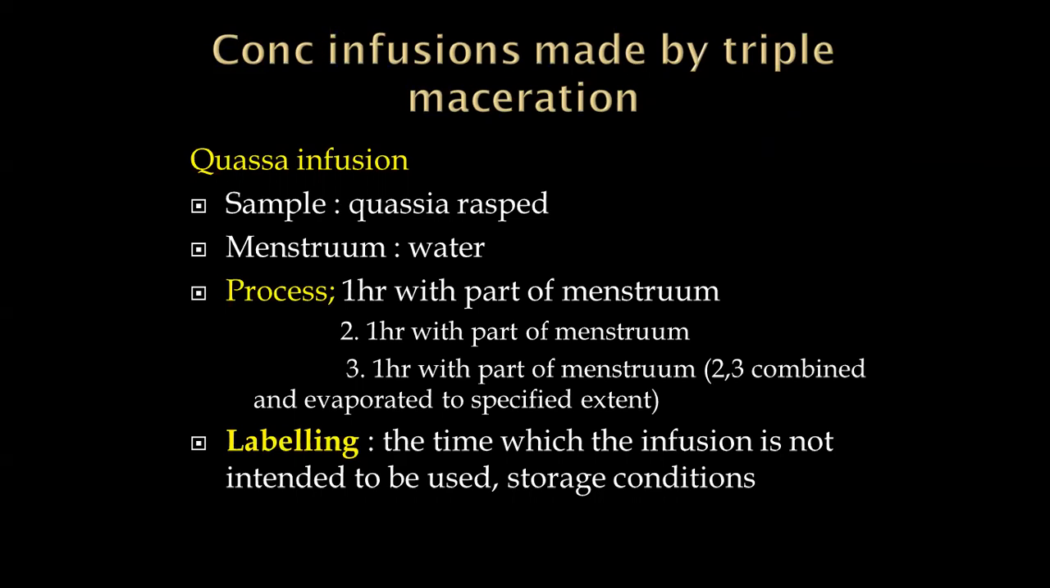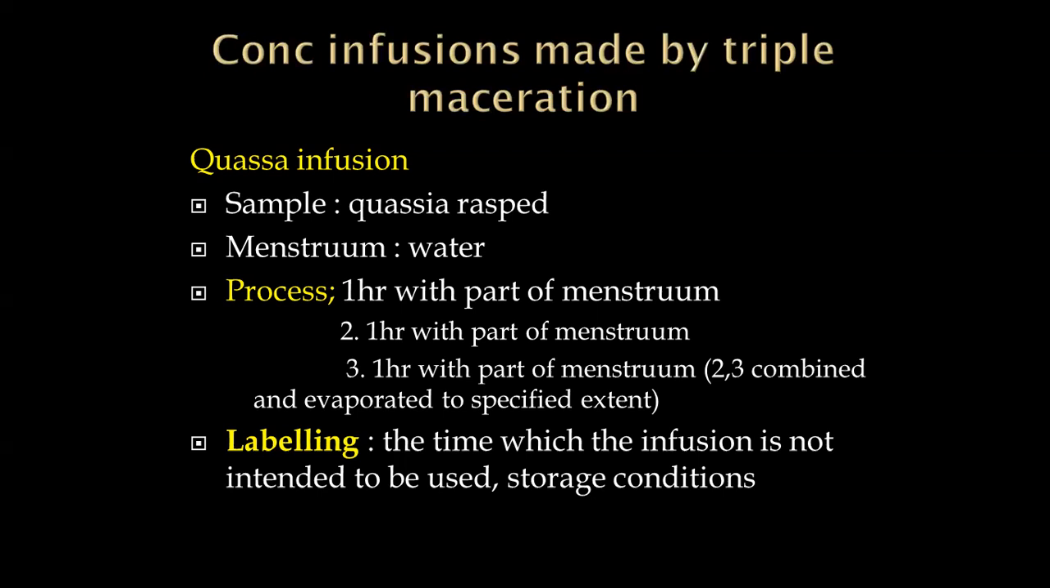Why we should do it 3 times, and what the advantage is in comparison with double maceration, I'll explain in the later part of this video. But triple maceration, as the name implies, means you have to do maceration 3 times. In this case, we take the raw material and pour menstruum for a 1 hour period, and after that period we separate the extract. Again, you pour a part of the menstruum and wait for another 24 hours or 12 hours.